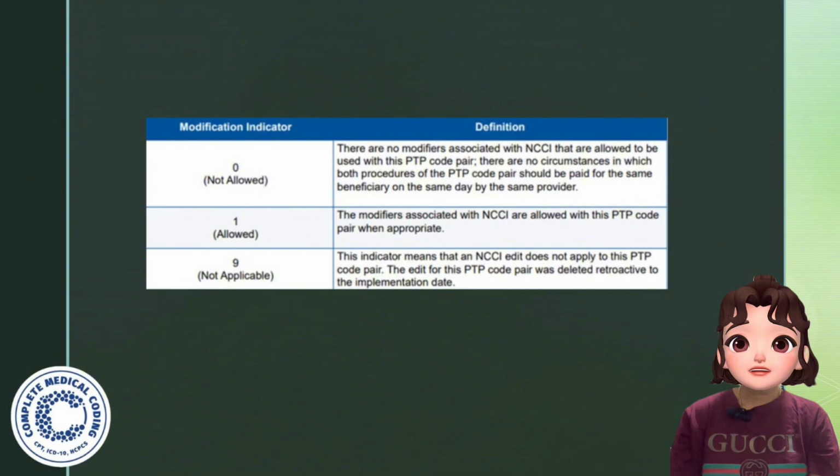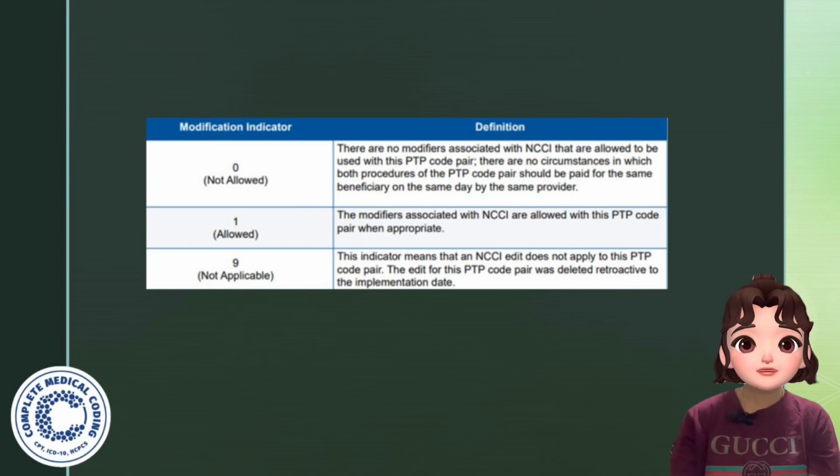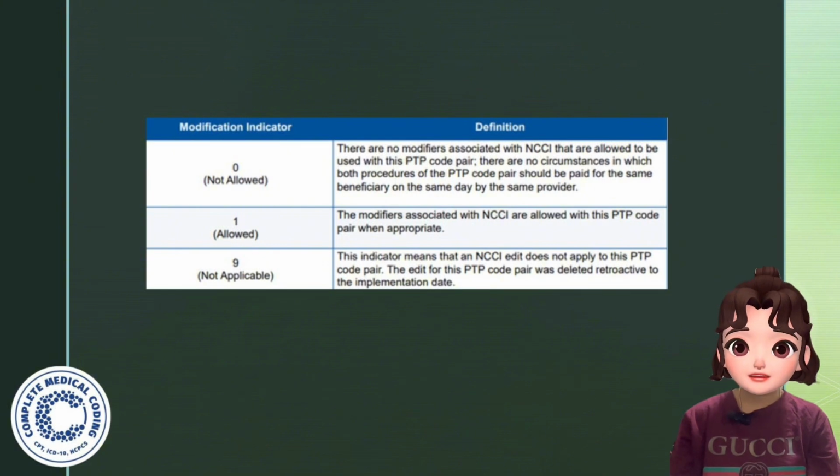Now, 1 represents modifier allowed. The modifiers associated with NCCI are allowed with this procedure to procedure code pair when appropriate. If there is a 1 marked, then you can bill it together. Then 9 means not applicable. This indicator means that an NCCI edit does not apply to this PTP code pair. The edit for this PTP code pair was deleted retroactive to the implementation date. Anyway, that's not used mostly. We are using only 0 and 1.